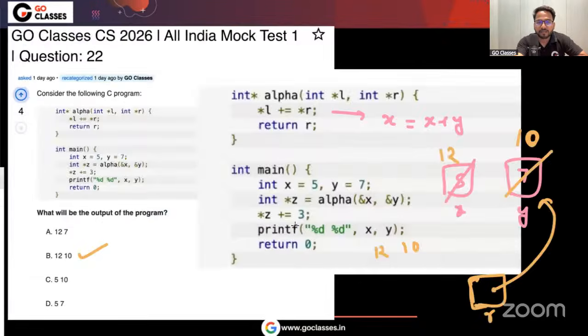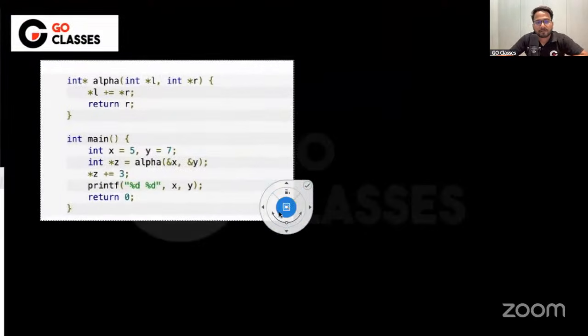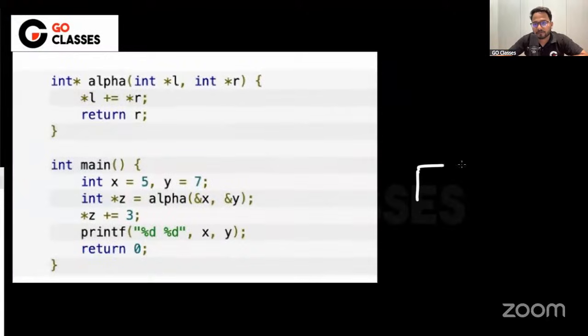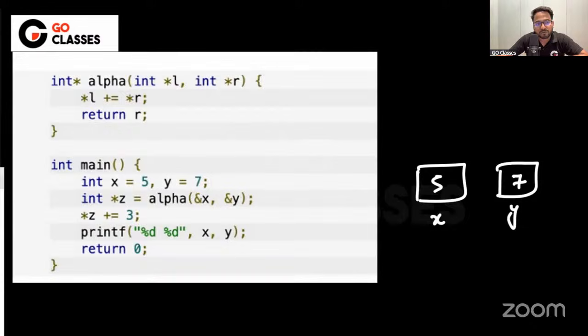Okay, someone is saying that please explain again. See, initially X and Y are 5 and 7, right? So this is X, which is 5. This is Y, which is 7. Now you're passing to some function and L and R start pointing here, right? L is basically pointing to X and R starts pointing to Y.